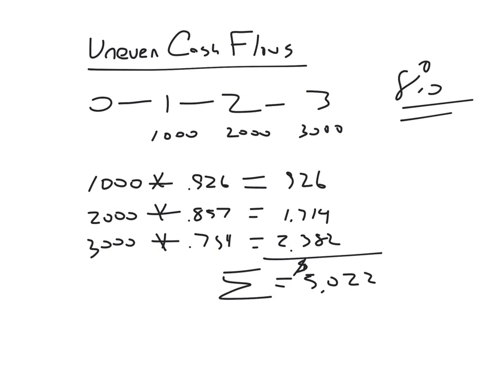And summing these together, we get a value of $5,022. So the present value of this uneven cash flow is $5,022. In other words, the most you would be willing to pay for this series of cash flows, given an 8% discount rate, is $5,022. Obviously, there are other ways we could do this, we could use spreadsheets, we could use tables, but this will work for any situation where we have uneven cash flows.